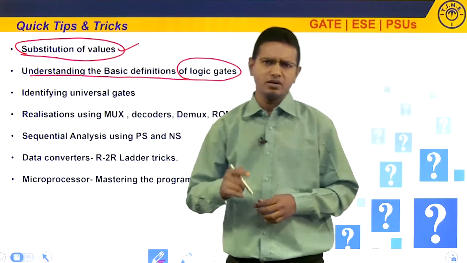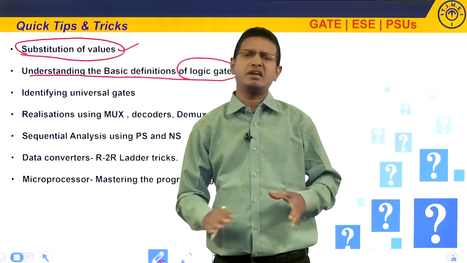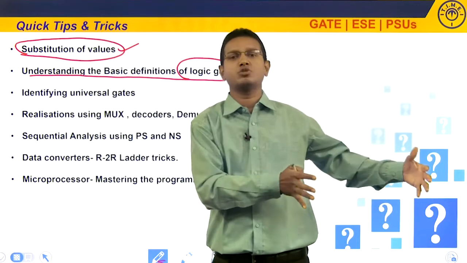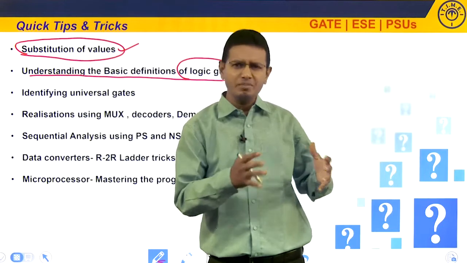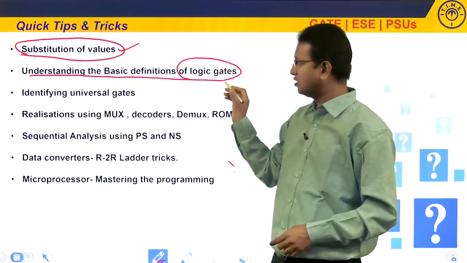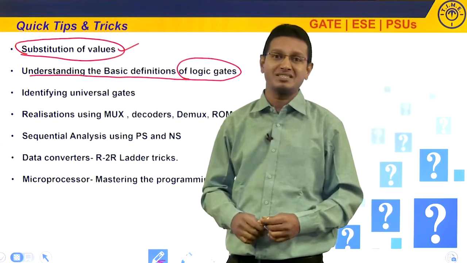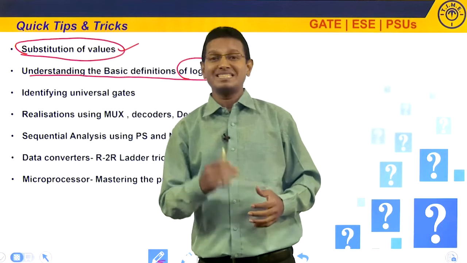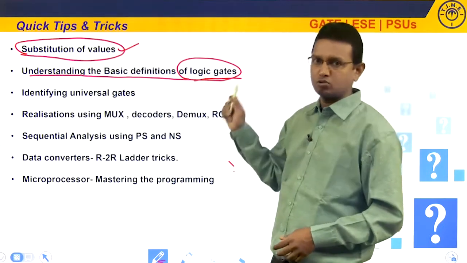So don't assume that you know AND gate, NAND gate perfectly, but when it comes to a circuit, you will be unable to do it, or you will find it difficult. Why? Maybe because of your overconfidence, or maybe because you are lacking in the basic definitions, basic truth tables, or basic analysis of the logic gates. So don't forget these things.